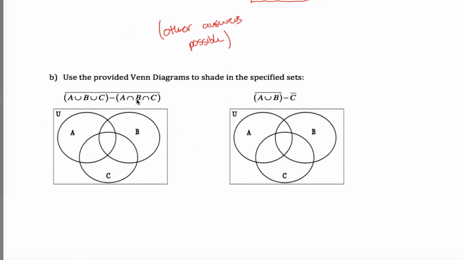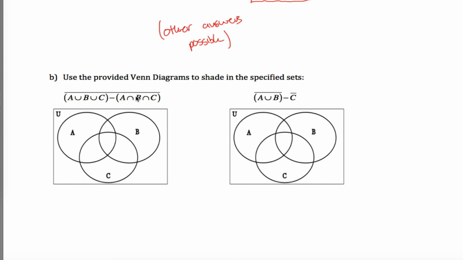All right, and then down here, use the provided Venn diagrams to shade in the specified sets. Okay, I went a little bit overboard here. But what I want you to do is start out with the union of A, B, and C. So all of this stuff. And then from that, take away A intersect B intersect C. So take away this little part right here. So if you're following along, what I have is all of this with a little hole in the middle.